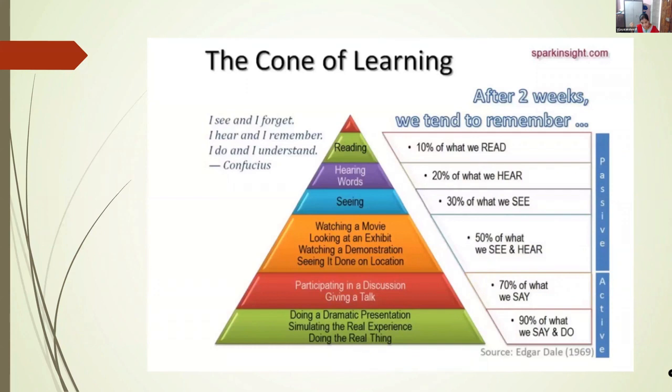And all these top four, reading, hearing words, seeing, and watching the demonstration, are all passive learning. Only 50% they are able to remember after some time. But if they participate in a discussion, giving a talk, then 70% of what we say, they are able to recall after some time, after some weeks, months, or even after some years.